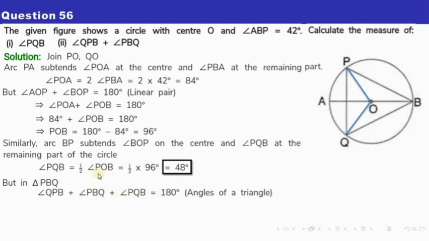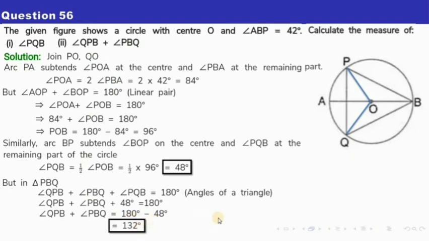And one of the angles from here is PQB, whose value is how much? 48. So let us substitute this as 48. So from here we get QPB plus PBQ will be equal to 180 minus 48, which is how much? 132 degrees. Alright, so this will be my answer for the second part of the question. So you may pause the video to note down.